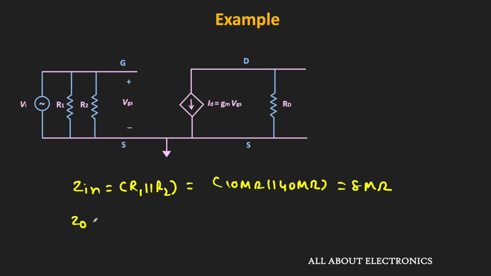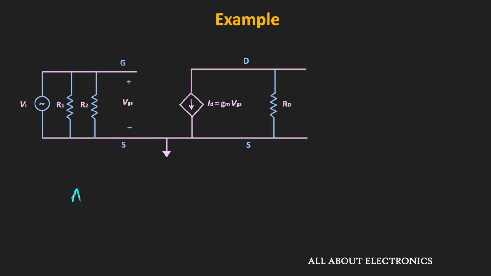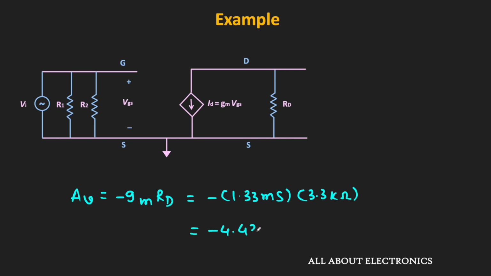Similarly, the output impedance is equal to RD, and in this case it is equal to 3.3 kilo ohm, and the voltage gain is equal to minus gm times RD, or in this case it is equal to minus 1.33 millisiemens times 3.3 kilo ohm. That is equal to minus 4.43. So this is the voltage gain of this amplifier. In this way, using this small signal analysis, we can find the different amplifier parameters.